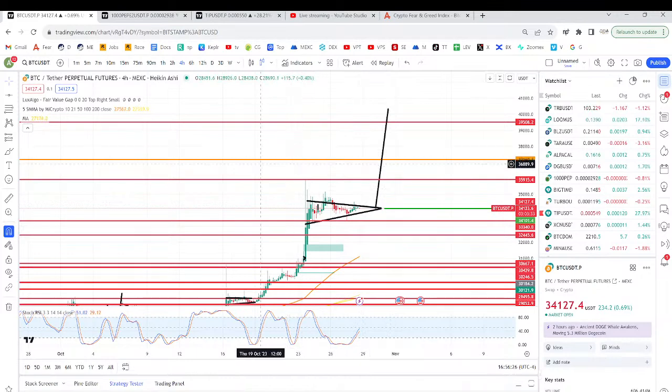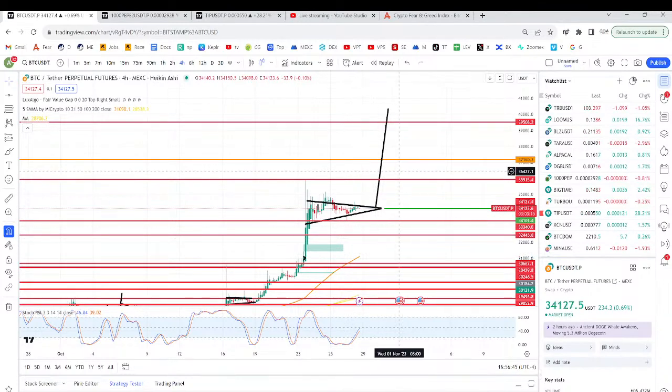I'm predicting, though, a $40,000 Bitcoin by the end of November, probably much sooner. We'll see what happens, though, and unless we lose the level of 33.3, I would say it's more likely we see 40K. If you lose 33,300, then I would be looking for a move closer to 30,000. So that's my analysis on Bitcoin.